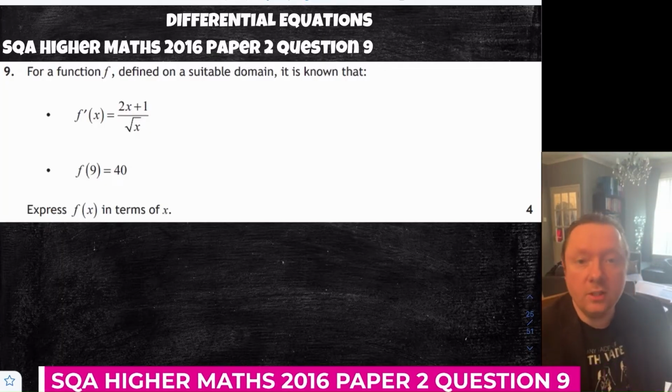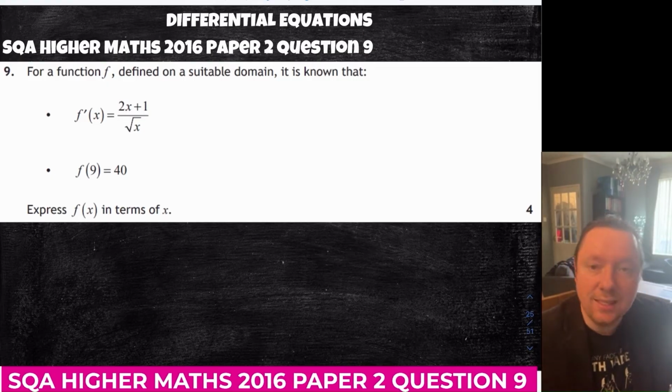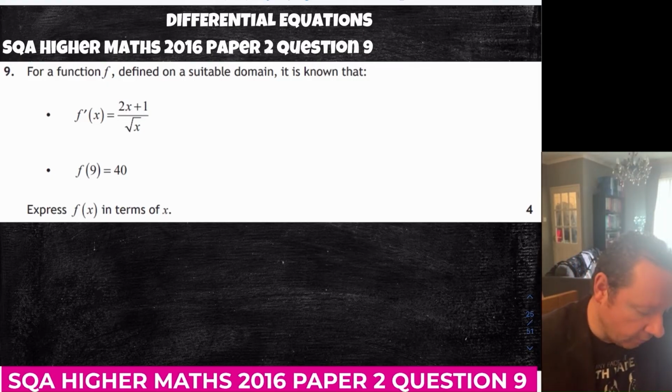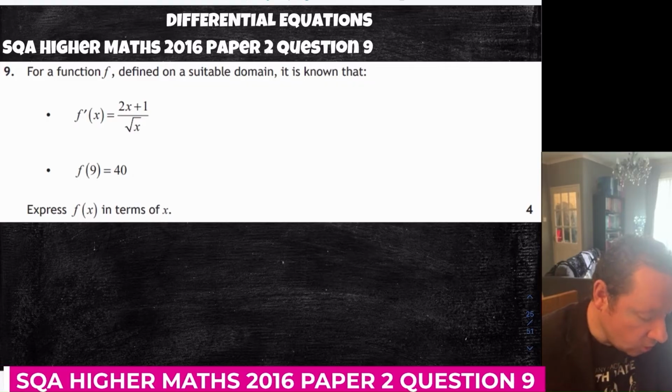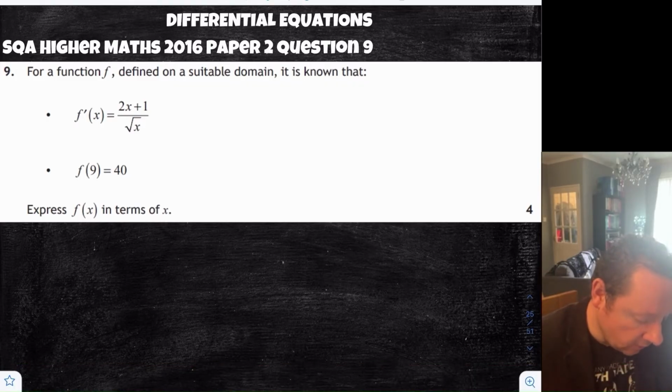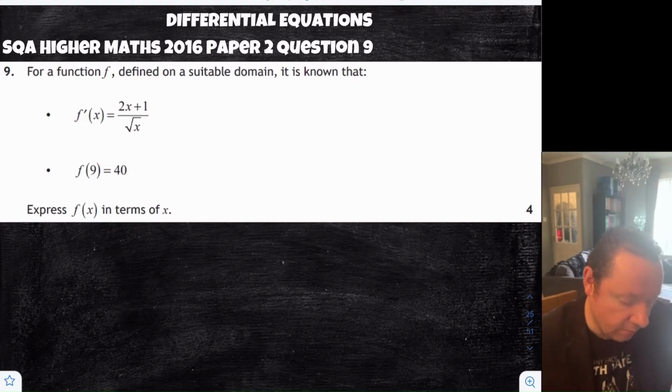And we're done there. Differential Equations, SQA Higher Maths 2016, Paper 2, Question 9. For a function f defined on a suitable domain, f dash x is equal to this, and f of 9 is 40. Express f of x in terms of x.